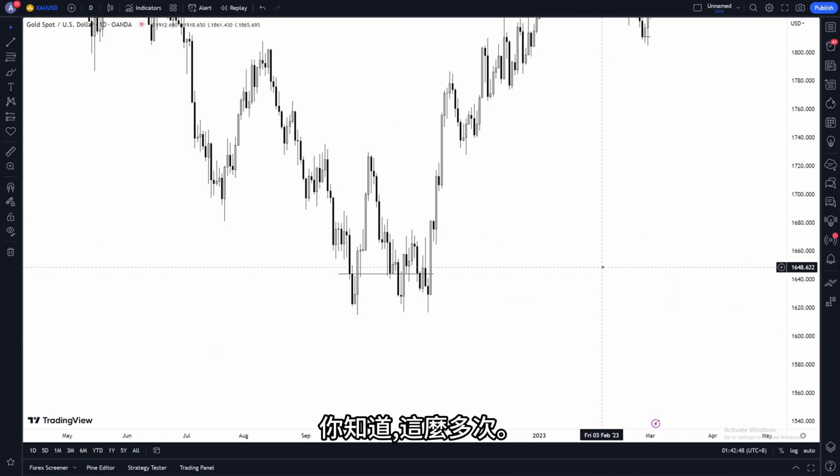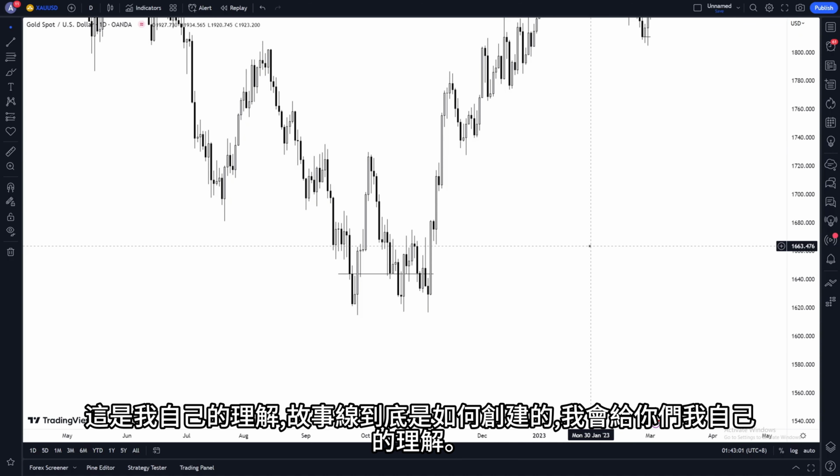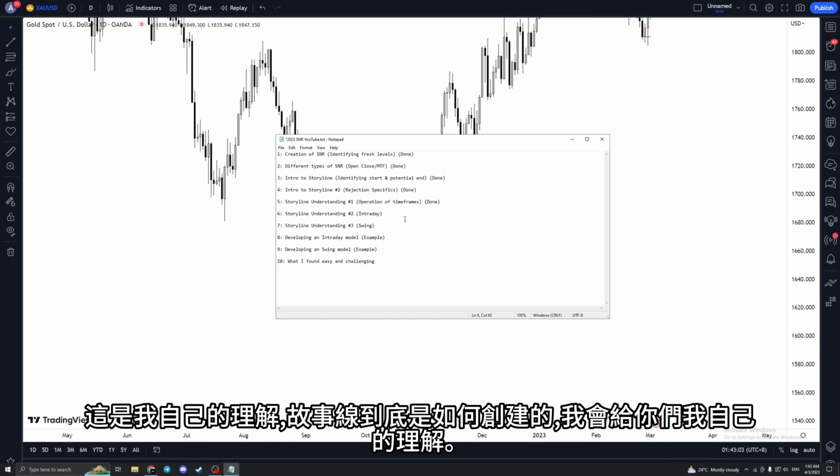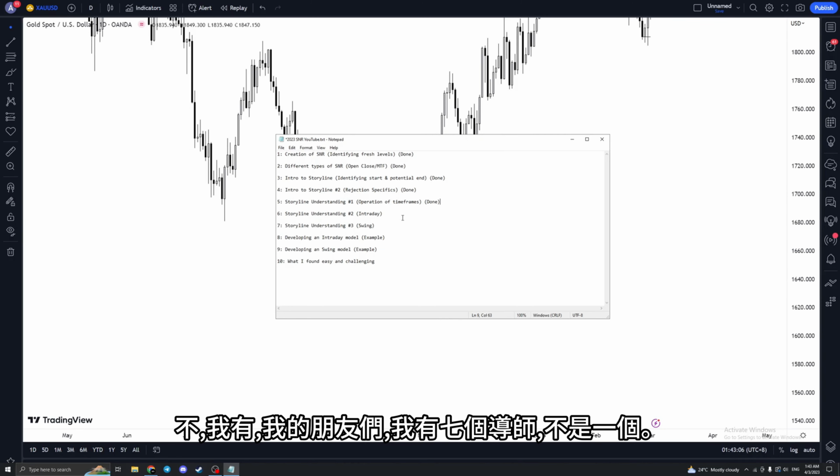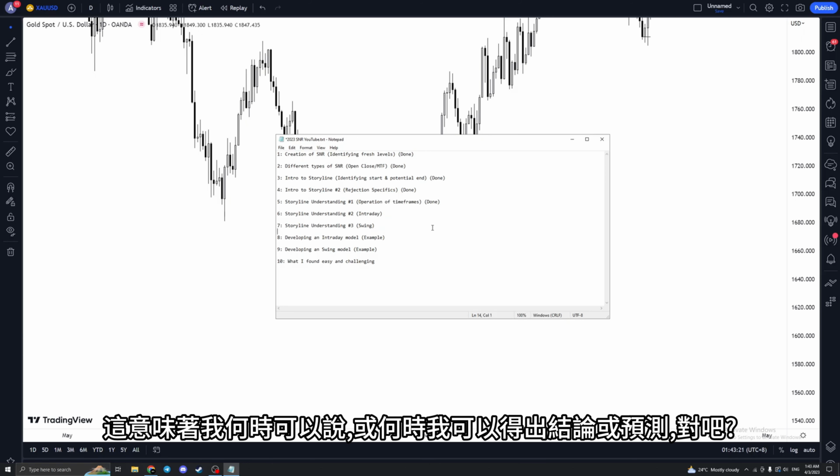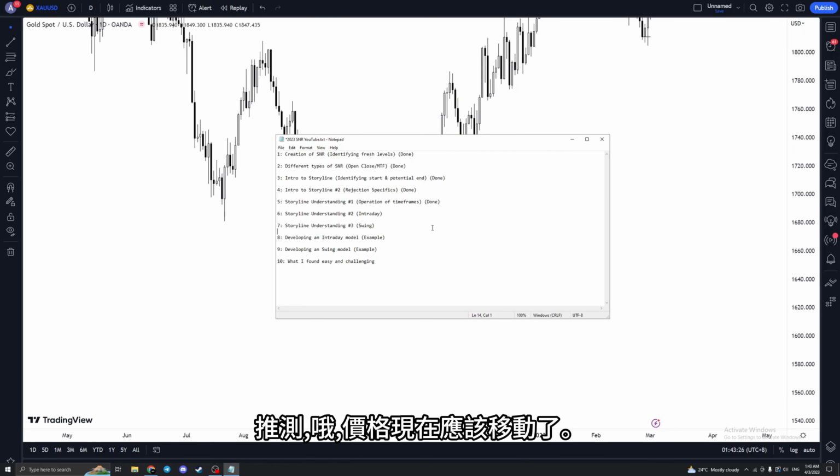Now, this is my own understanding of how exactly a storyline is created, and I'll give you guys my own understanding, so you can't say I'm taking from anywhere. My friends, I had 7 mentors, not one. Listen to how crazy this is. Not one out of my 7 mentors has shared with me about the operation of timeframes, which means when exactly I can conclude or predict, speculate, that, oh, price should move now. Not one. I figured that out by myself. I'm sure a lot of other people know as well, but I learned that by myself. The synchronization of timeframes. Anyway, we'll get to that in a future video.